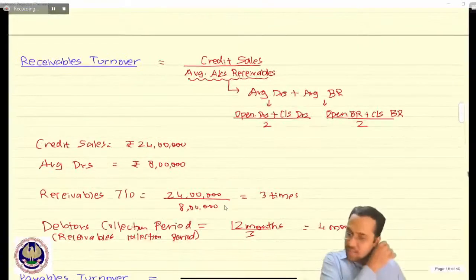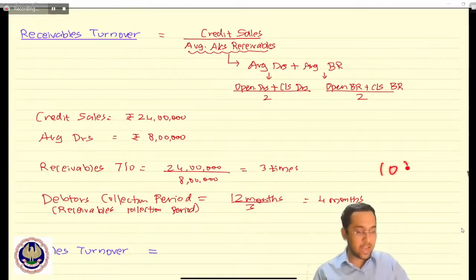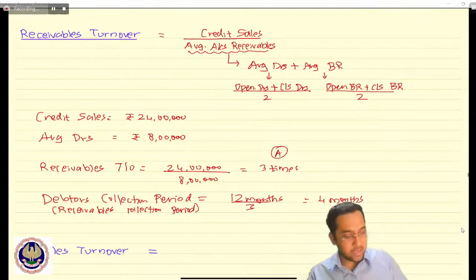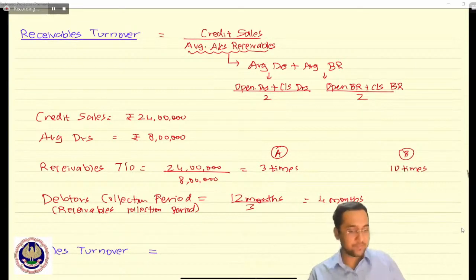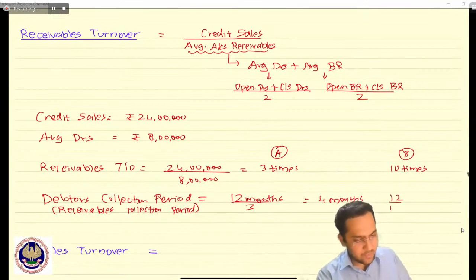Now, the same goes with receivables turnover. Sir, a company is having a receivable turnover of 8 times. There's another company which is having a receivable turnover of, let's say, 10 times. This is our company A with 3 times, and there is another company B having a turnover of 10 times. Of course, company B is better. It will also tell you that it is 12 by 10, which is 1.2 months.